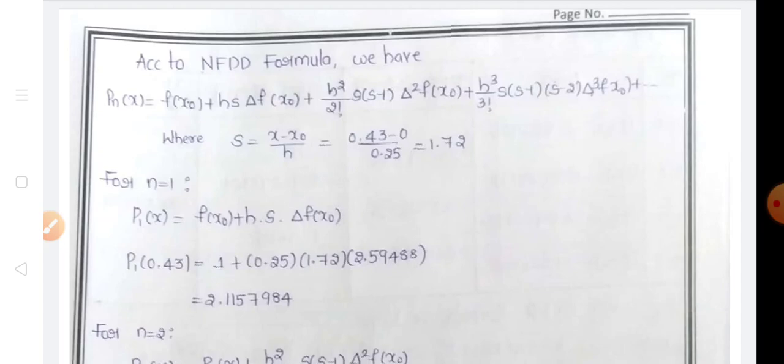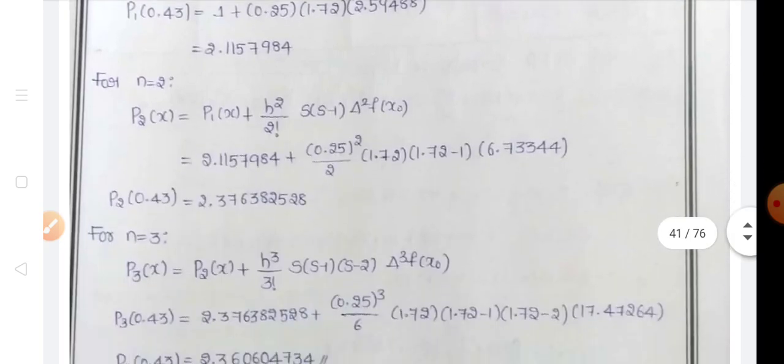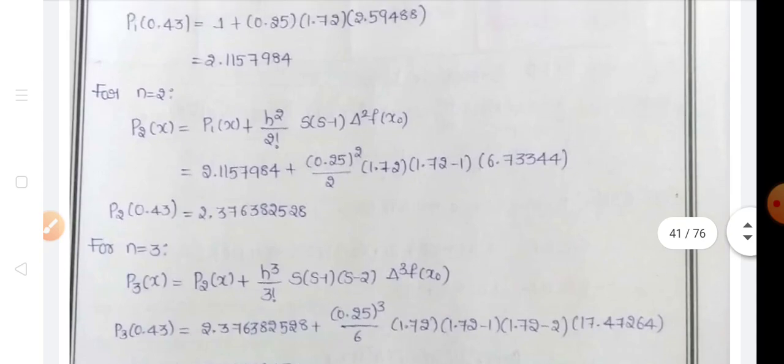2.59488. After simplifying we get the value is equal to 2.1157984 for n is equal to 2.